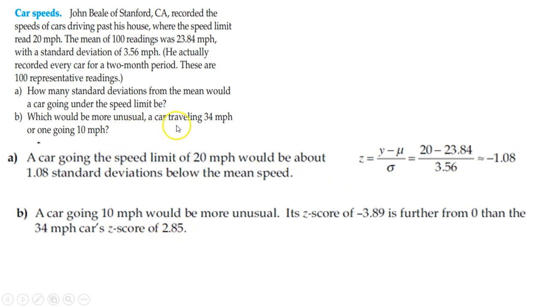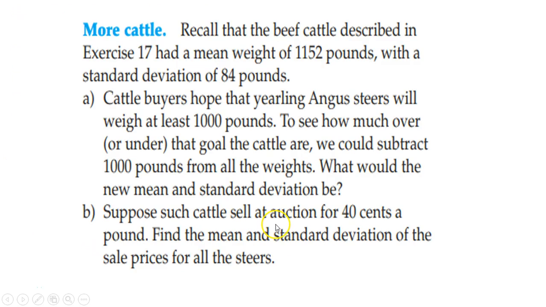Then it says, which would be more unusual, a car going 34 or 10? So for 10, if I plug it in, 10 minus the mean divided by the standard deviation, it's negative 3.89. And a car going 34 miles per hour would be 34 minus the mean divided by 3.56. It's 2.85. Both of which are unusual. I said anything between negative 2 and 2 would be a usual score, but this is more unusual. This is past 3 standard deviations, which means it's past 99.7% of all data. So it's even farther out there. You would go with 10 miles per hour as more unusual.